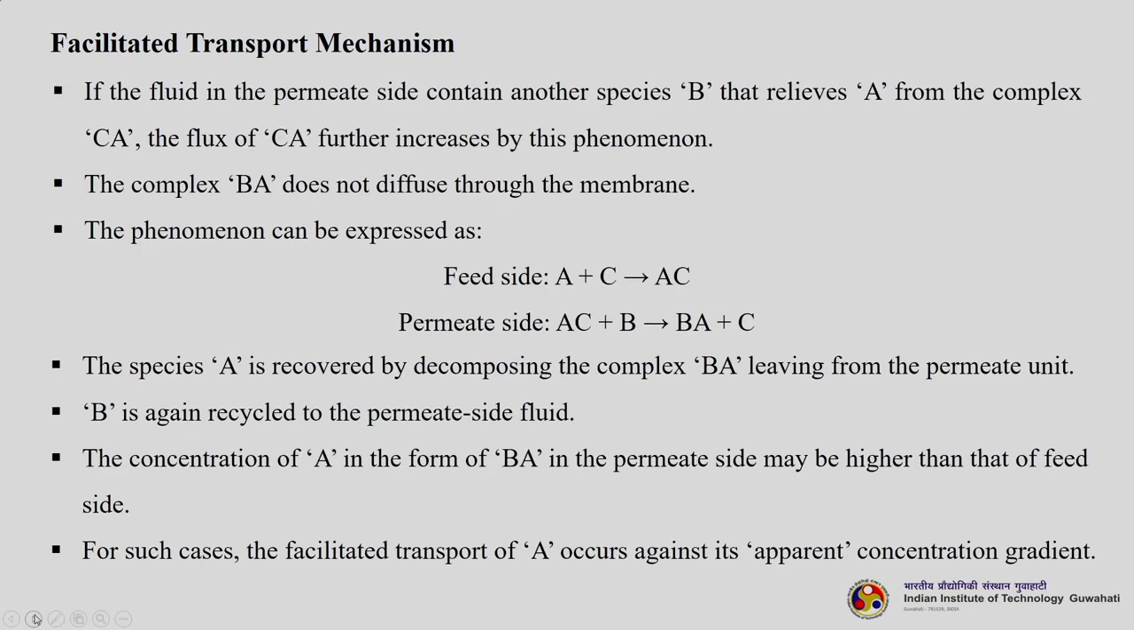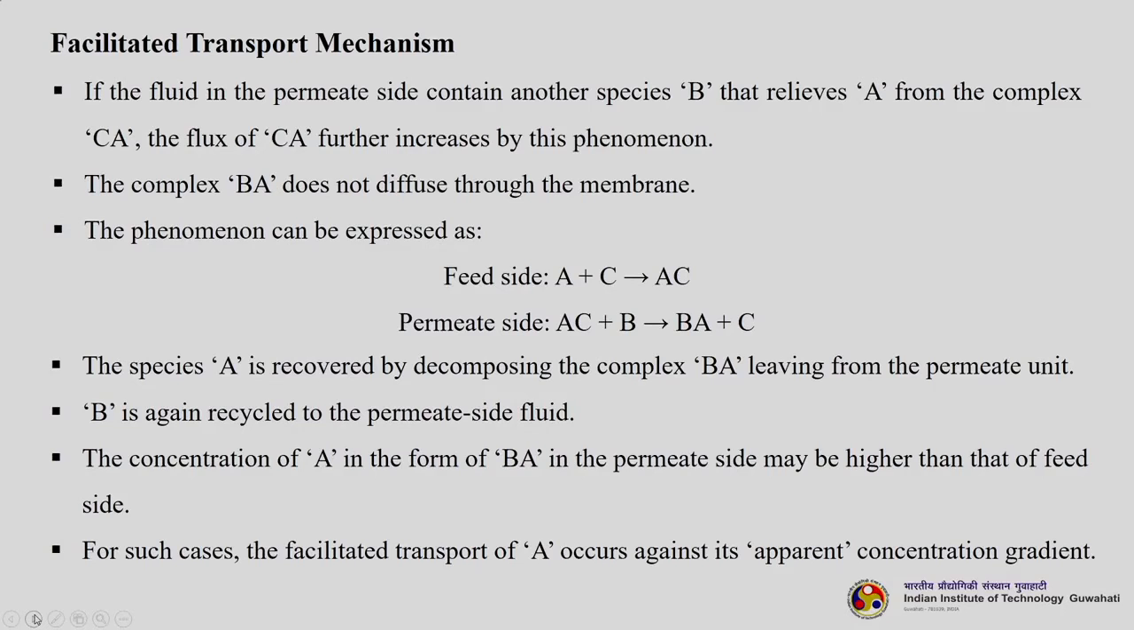So, if the fluid in the permeate side contains another species B, we just discussed previously one component, where the feed contains only one solute, let us say solute A. It is binding to C, the carrier, and getting associated, then the complex passes through the membrane matrix, then dissociates in the permeate side.